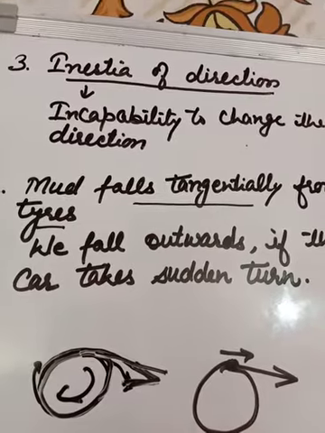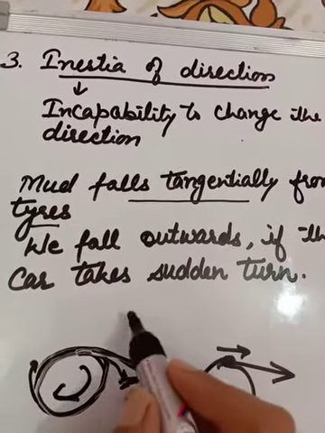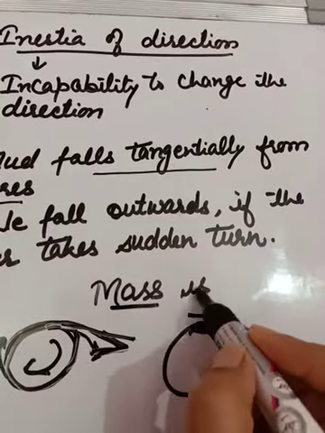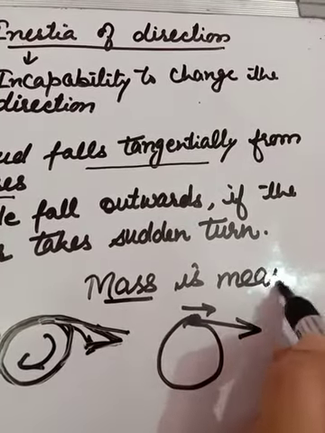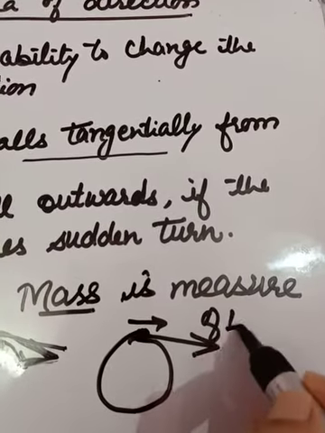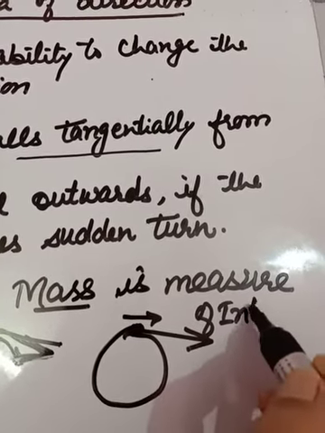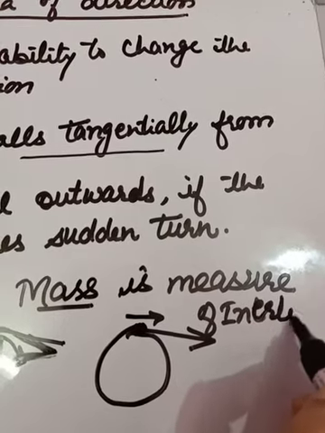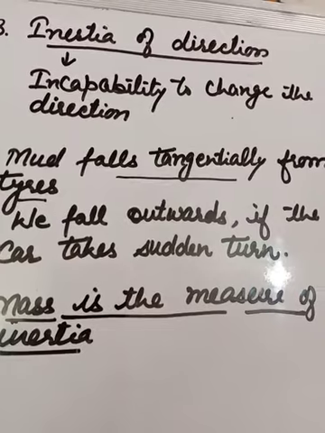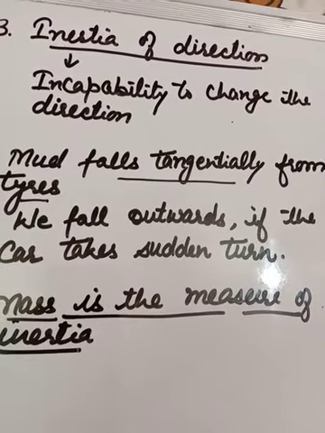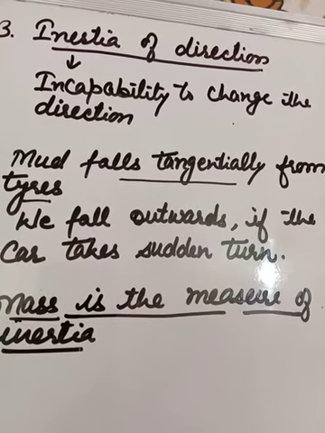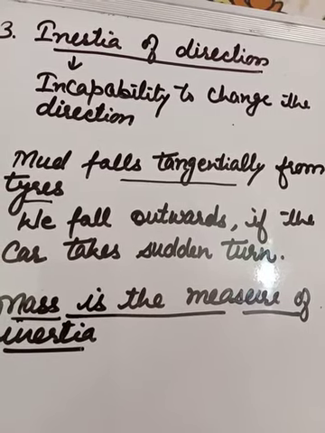Now one more important thing is that mass is the measure of inertia. What is the meaning of this sentence? The meaning is that the more the mass, the more the inertia, and the lesser the mass, the lesser the inertia.